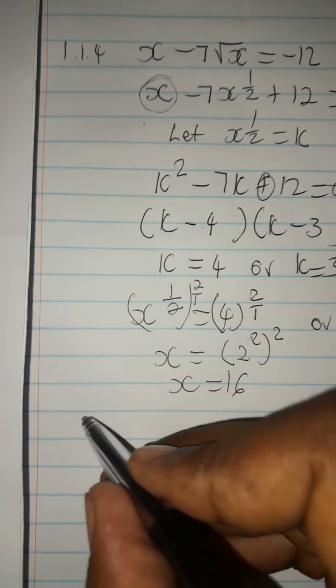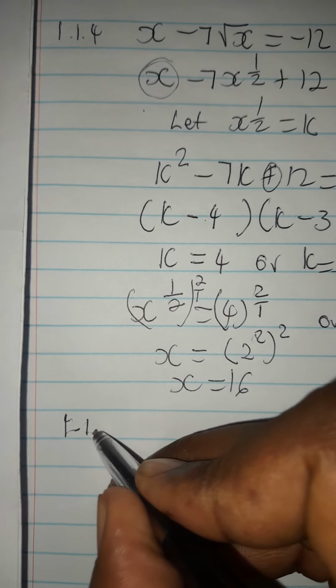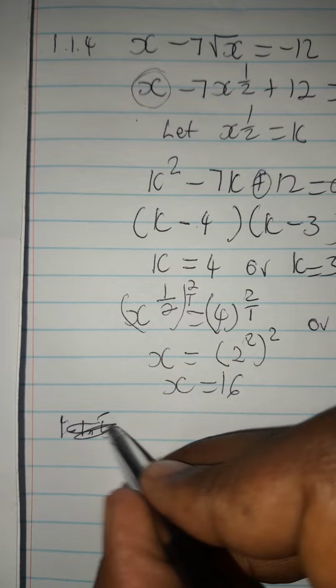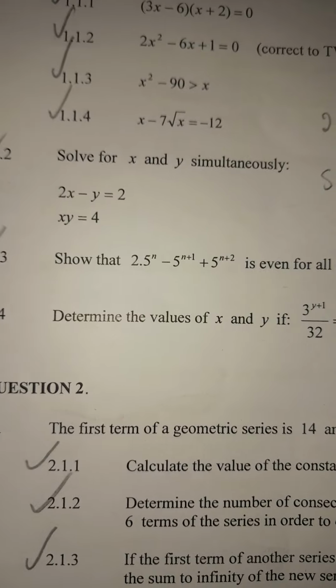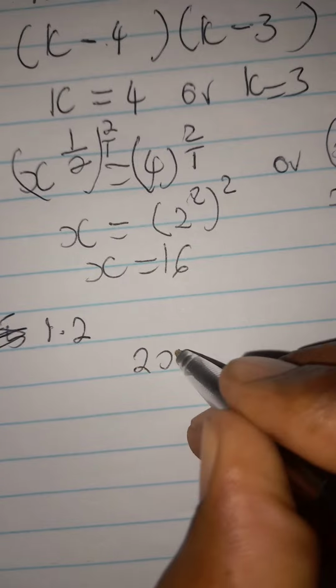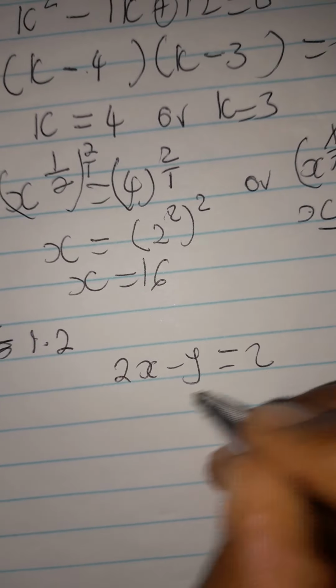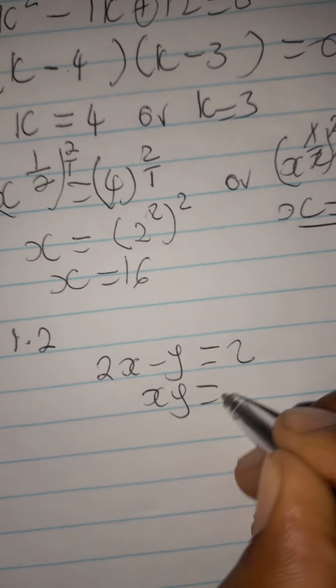Now we will go to a simultaneous equation in 1.2. It's not 1.5 there, it's 1.2. Okay, they said solve for x. 2x minus y is equal to 2. xy is equal to 4. That will be 5 marks, right? You can't afford to lose such marks, guys. So you have 2x minus y is equal to 2, and you have xy is equal to 4.